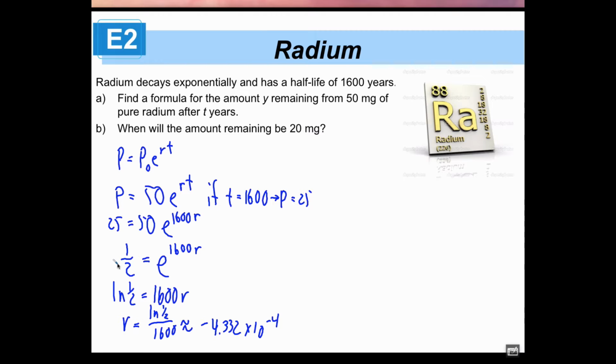Okay, so we know then that P, actually we should be using Y, but that's okay, it's 50e to the negative 4.332 times 10 to the negative 4th t. There's our general equation.